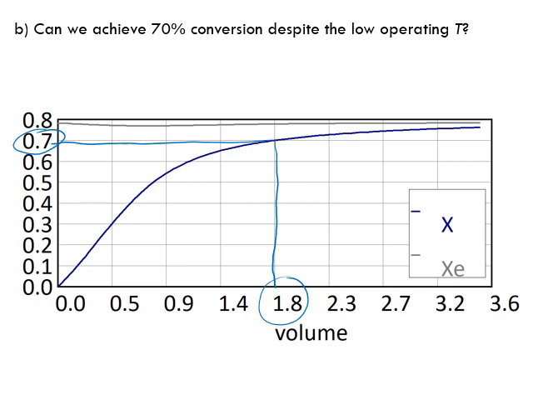But remember, here we are using 10 reactors, the whole bank of reactors available. So it's no longer one reactor. That's how I was able to achieve 70% conversion despite the lower temperature.